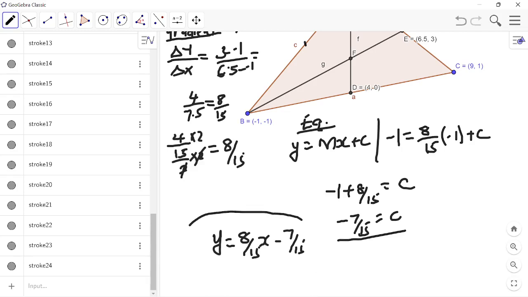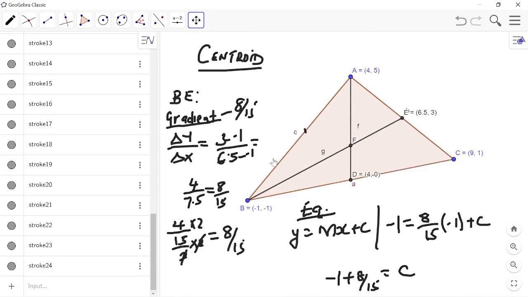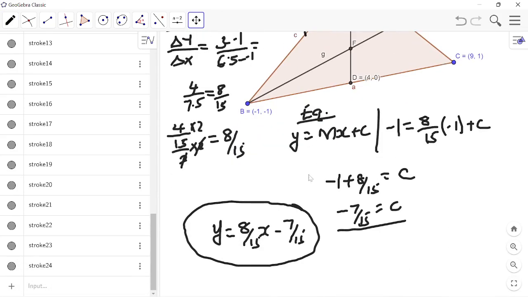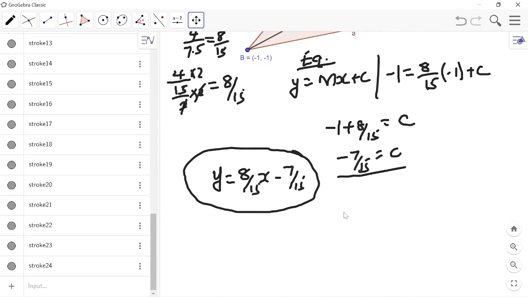So this is the equation of the line BE. So then now we can get the equation of which line now? We can get the equation of the line AD using the same way. So what do we do again?